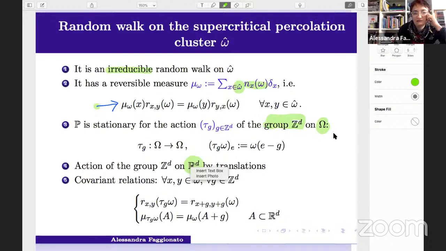And then I have also some covariant relations. So the jump rates and also the reversible measure are intrinsic. So they do not depend on how the coordinate axes are fixed. So we have, for example, the probability rate to jump from x to y in the translated environment tau_g of omega is equal to the probability rate to jump from x plus g to y plus g in the original environment omega, and so on.